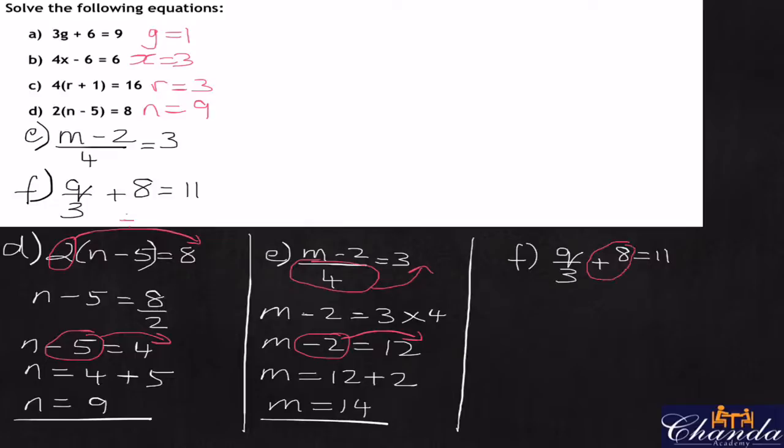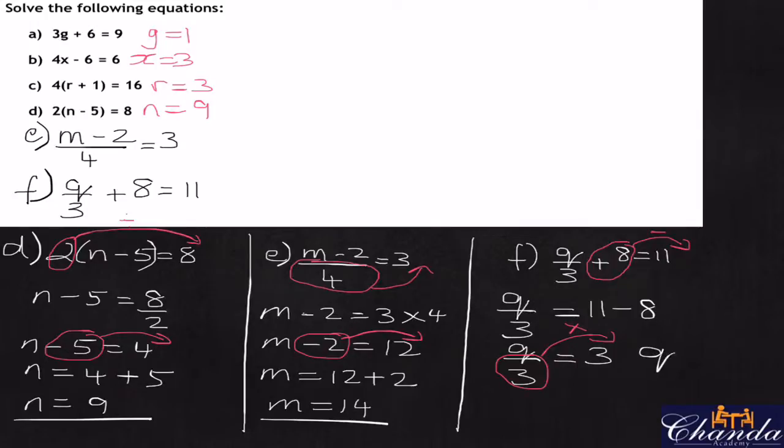So that's the first operation that we do to deconstruct it, and obviously on the other side it becomes a minus. So it becomes q over 3 equals 11 minus 8, which is 3. Then we take the divided by 3 over to the other side, okay? And it becomes a multiplication. So it becomes q is equal to 3 times 3, which is equal to 9. So q equals 9 is the correct answer for this particular equation. So q equals 9, and then this was m is equal to 14.